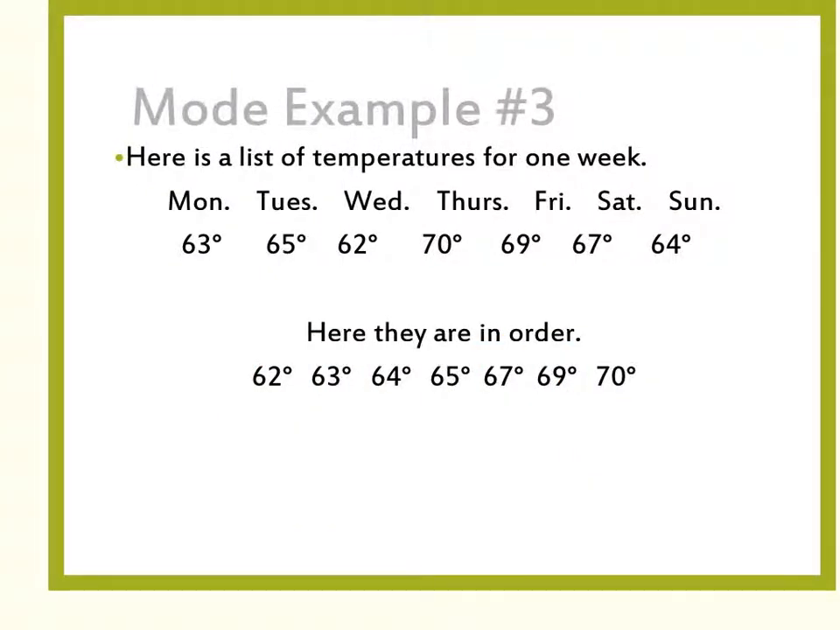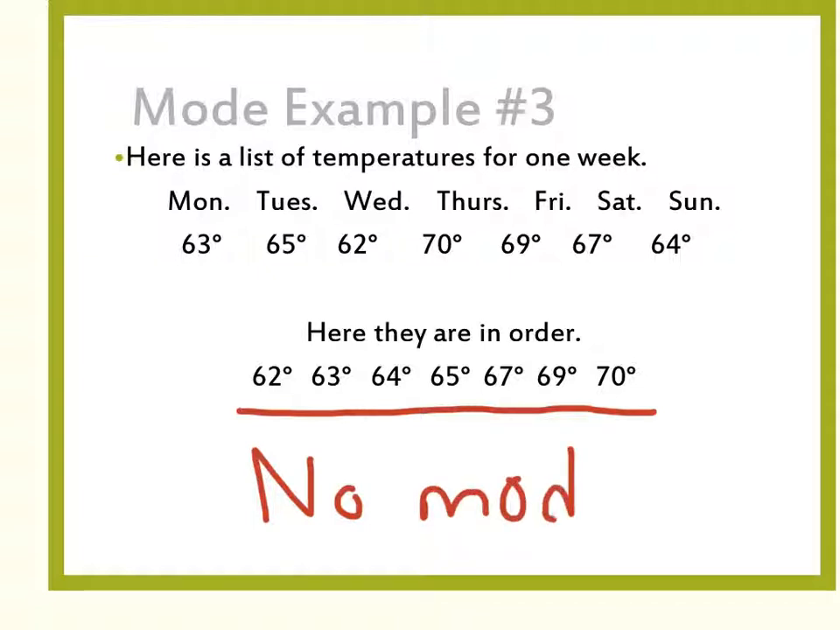In example 3 of finding the mode, again different temperatures for the week, when they're placed in order you'll see that none of those temperatures are repeated. Each temperature occurs exactly 1 time in the list. When this occurs, we say that we have no mode. There is no mode in the set of data.